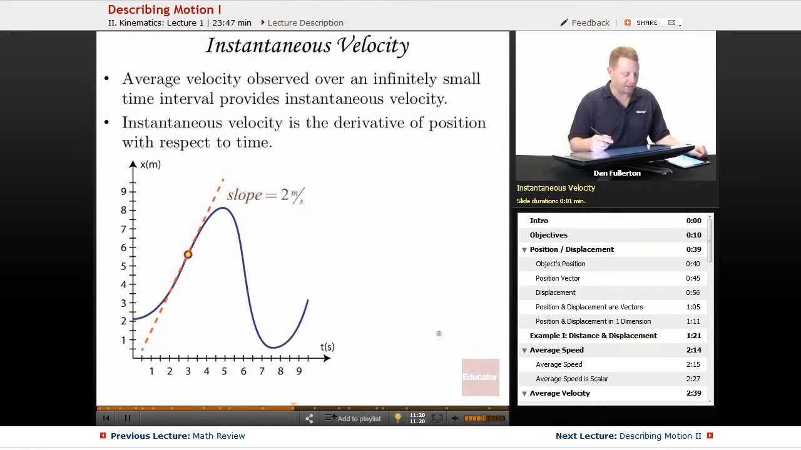Looking at instantaneous velocity, it is average velocity observed over an infinitely small time interval. As you make that time interval smaller and smaller until it becomes infinitesimally small, you get the instantaneous velocity, the velocity at that exact point in time. Instantaneous velocity is the derivative of position with respect to time. So velocity as a function of time is the derivative of position with respect to time, or you could write that as x prime. If we wanted to know the instantaneous velocity here at 3 seconds, we'd find the tangent to the curve, the slope, right at that point in time. If it's 2 meters per second, that's the instantaneous velocity at that point in time.